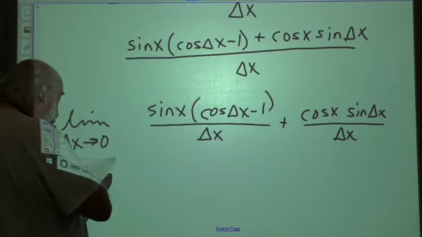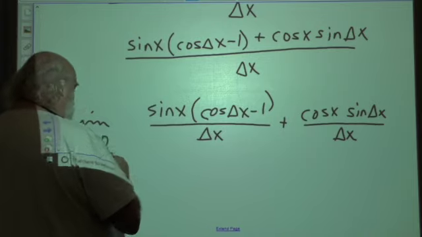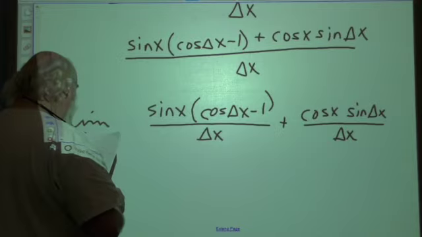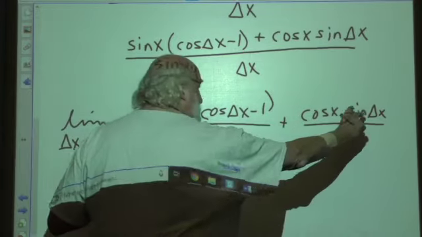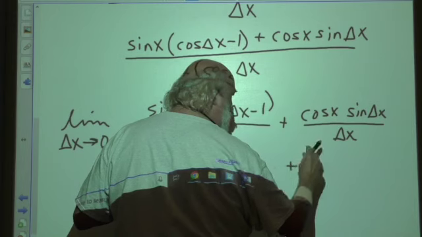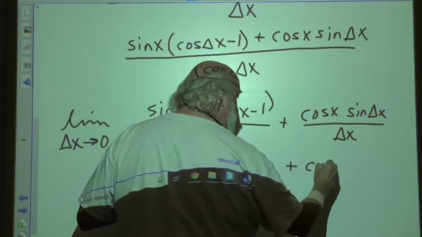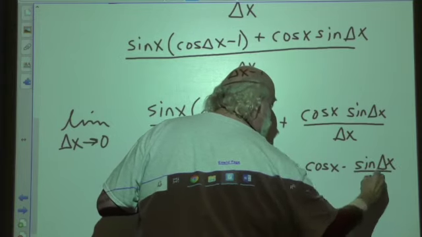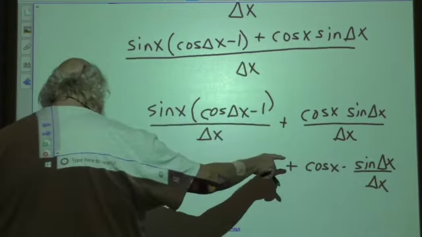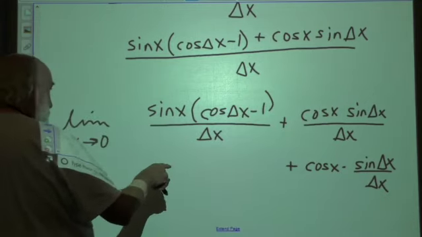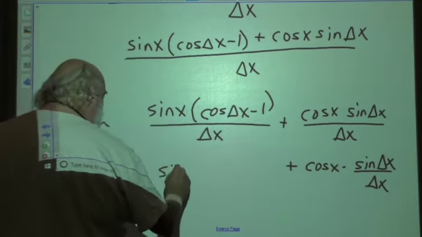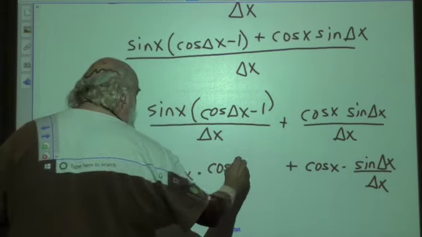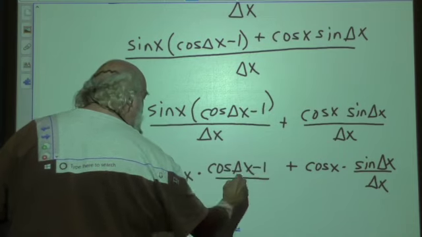So, what I'm going to do next is write this as a product of two fractions together: the cosine of x times sine of delta x over delta x. We'll come back to that in just a little bit. I'm going to do the same thing over here, where this becomes sine of x times cosine delta x minus 1 over delta x.